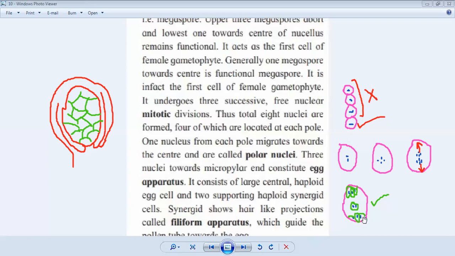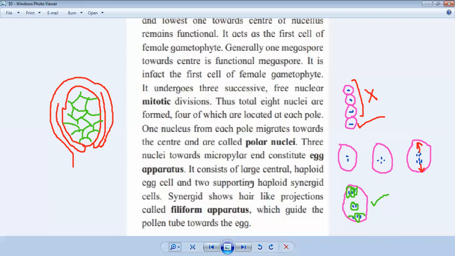Okay, its subsidiary cells, which will be beside the egg cell, you will find them there, that is the synergids. Okay, they are called synergids. Synergid shows the hair-like projections called a filiform apparatus, which guide the pollen tube towards the egg. Okay, so this is a very important sentence, that filiform apparatus.